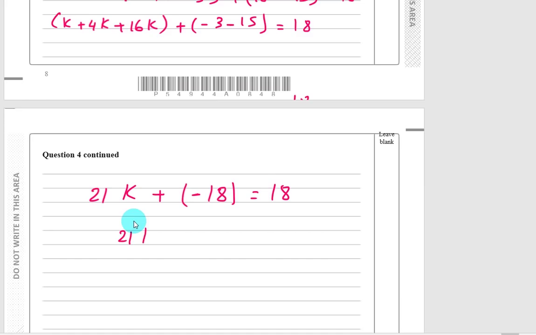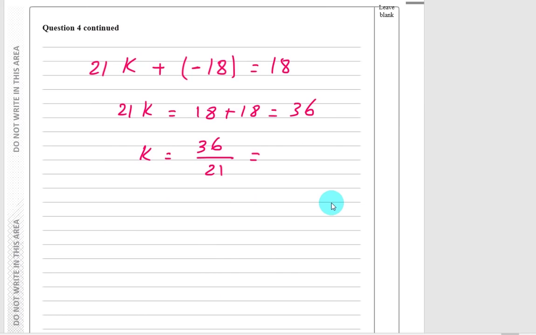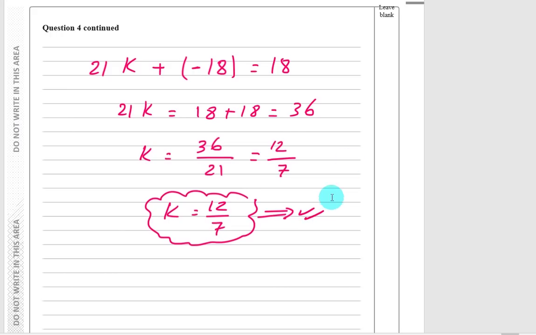So 21k is equal to 18 plus 18 equal to 36. So k will equal to 36 divided by 21 will equal to 12 divided by 7. So k is equal to 12 divided by 7, and this is your answer. Let us go ahead to another question.